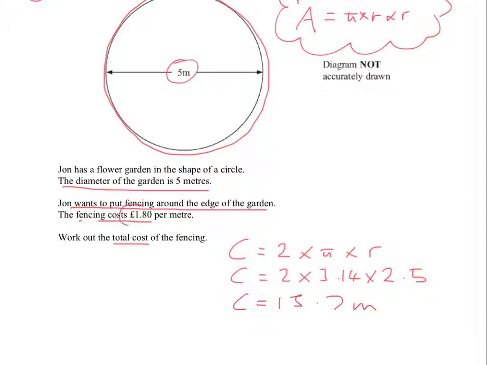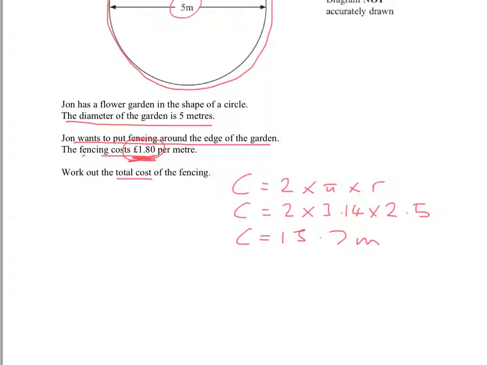And the fencing costs £1.80 per metre. So if there were 2 metres, there'd be 2 lots of £1.80. If there were 3 metres, it would be 3 lots of £1.80, and so on. So it's 15.7 metres. So that means that we need 15.7. So the cost is 15.7 times £1.80.